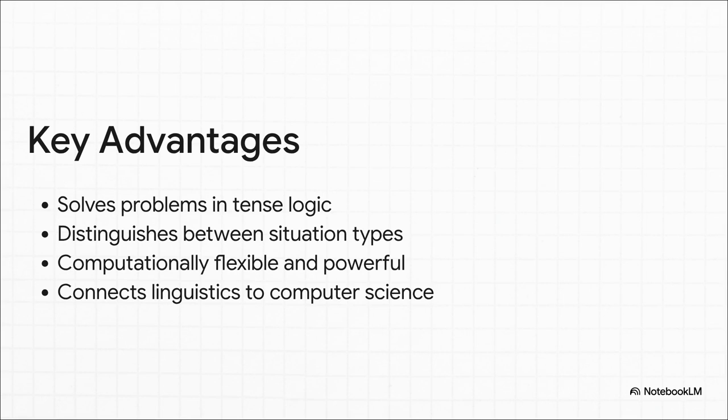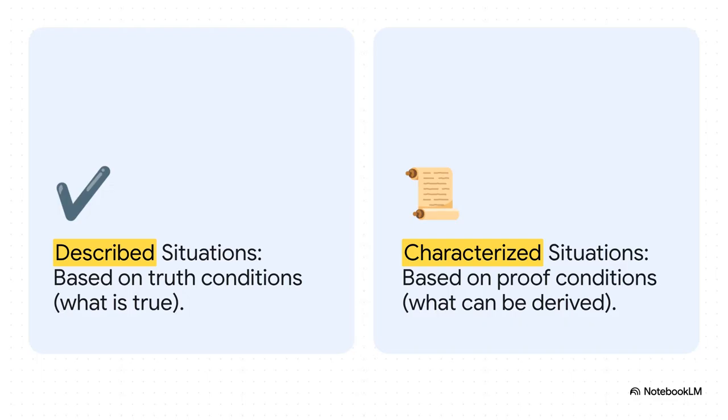First off, it gives us a real concrete way to solve that whole ran versus was running puzzle we started with. But it goes way beyond that. It lets a computer make these really subtle distinctions between different kinds of situations. It's flexible, it's powerful, and maybe the coolest part is that it builds the solid bridge between the worlds of linguistics and computer science.